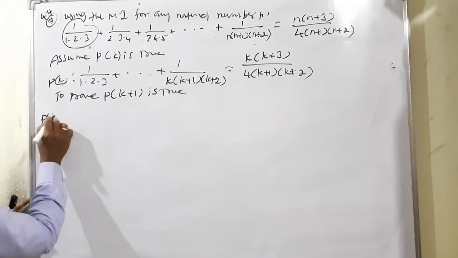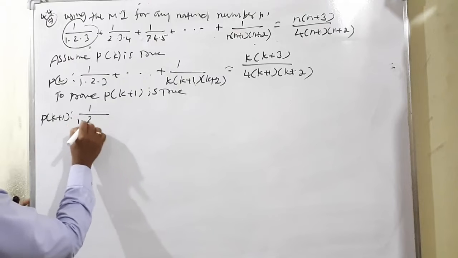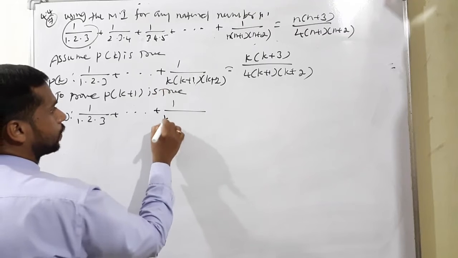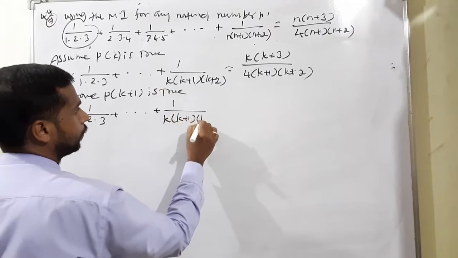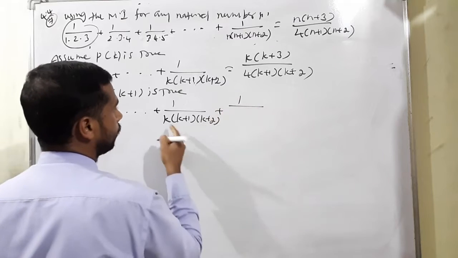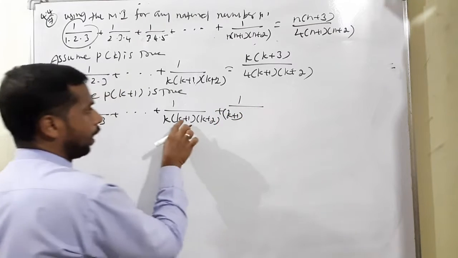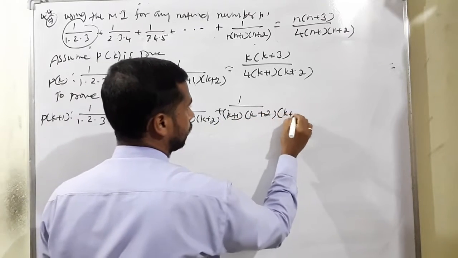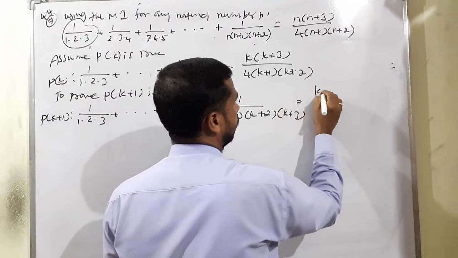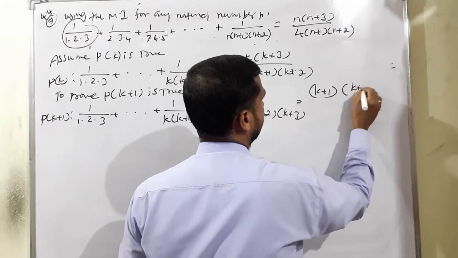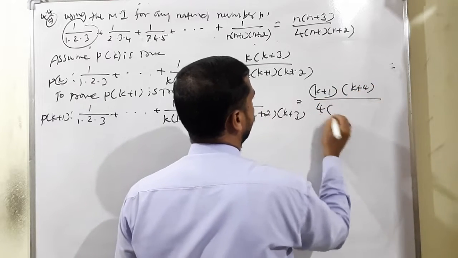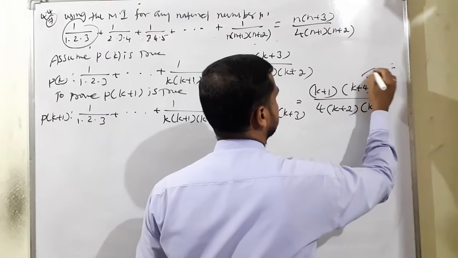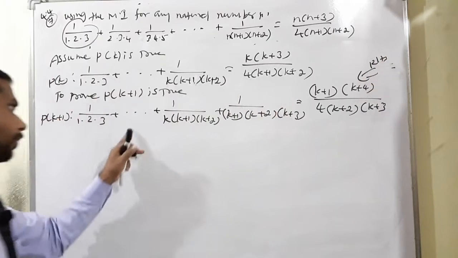P of K plus 1 is true means 1 by 1 into 2 into 3 plus dot dot dot plus 1 by K into K plus 1 into K plus 2, again plus 1 by K plus 1 into K plus 2 into K plus 3, is equal to K plus 1 into K plus 4 divided by 4 into K plus 2 into K plus 3. This is called RHS, isn't it?